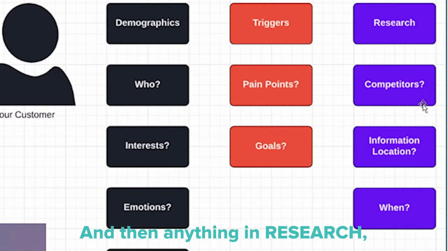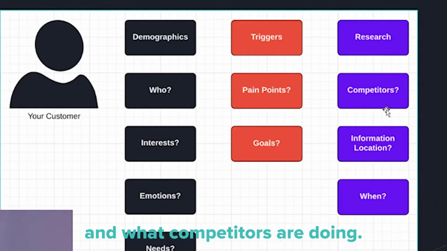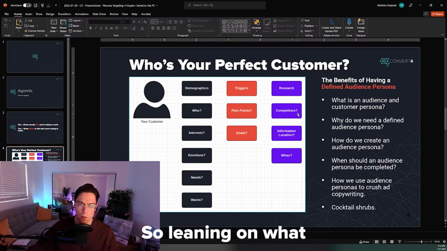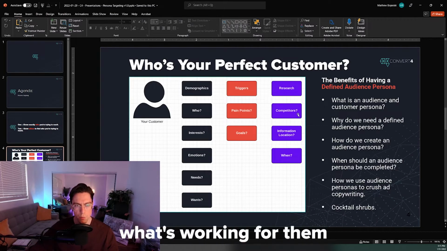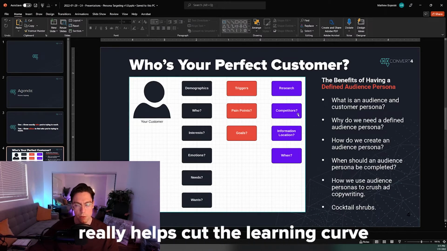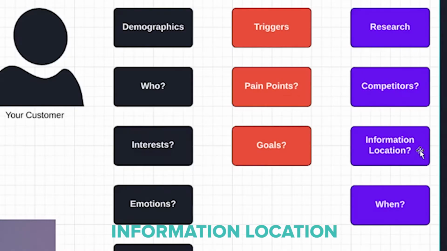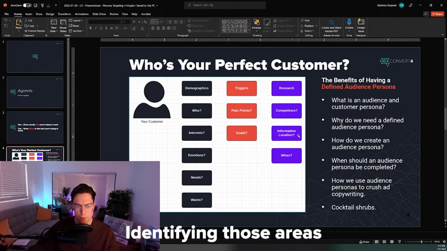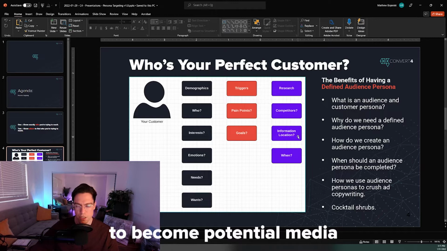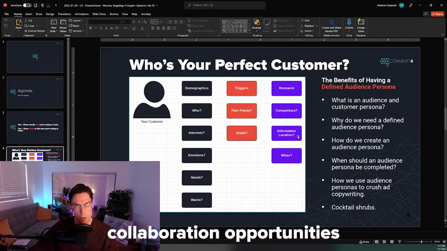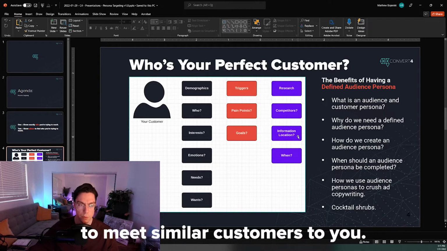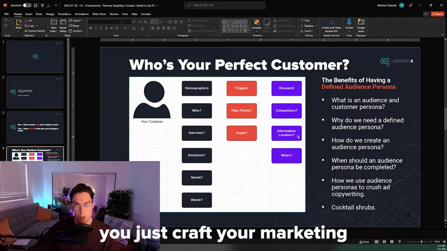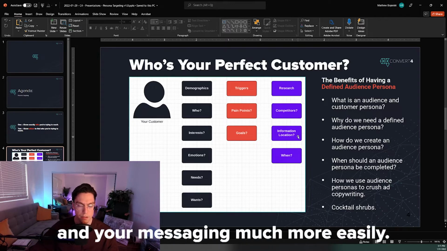Then in research, you'll want to uncover competitors and what they are doing. Leaning on what your competitors have tried and what's working for them really helps cut the learning curve in any marketing campaign. Information location: identifying those areas will not only become potential media buy options or collaboration opportunities to meet similar customers, but it will also help you craft your marketing and messaging much more easily.